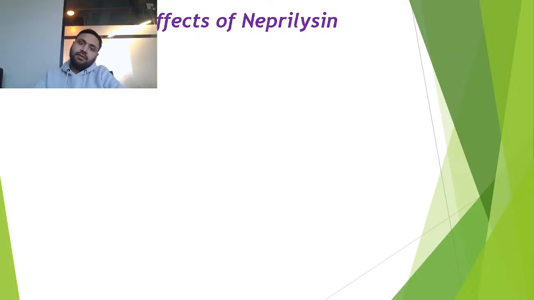The next would be effects of neprilysin. As we discussed previously in the video, whenever the heart is failing or there is an extra amount of blood in the heart, it leads to stretch of the cardiac muscle. That stretch, especially of the atria and ventricles, releases certain peptides. What are those peptides? The atria release atrial natriuretic peptide, while the ventricle releases BNP, brain natriuretic peptide. These peptides, as the name suggests, cause natriuresis. What does natriuresis mean? Natriuresis means the elimination of sodium and water from the body.